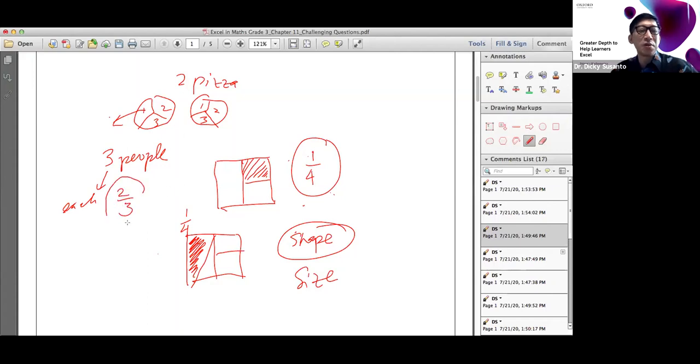So the question is, is it 2/3 of one pizza or 2/3 of two pizzas? That's quite challenging, right? Sometimes people think it's 2/3 of two pizzas or 2/3 of one pizza. But in this case, we are talking about the two pizzas as your whole rather than one pizza as your whole. So your 2/3 is 2/3 of one pizza, not 2/3 of two pizzas, because if you have 2/3 of two pizzas, you end up with 4/3.